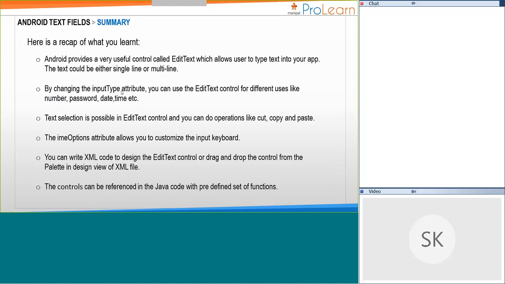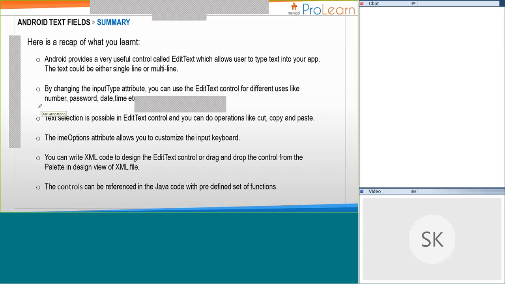So just to give a summary of what we saw in this unit, Android provides a very useful control called EditText, which allows the user to type text into your app. It can be either a single line or multi-line. By changing the input type attribute, you can use features like specifying the input type as number, password, date, time, and so on. Text selection is possible in the EditText control, and you can do operations like cut, copy, and paste.